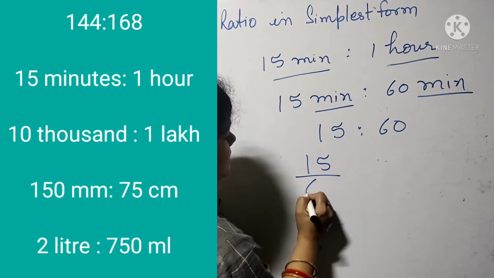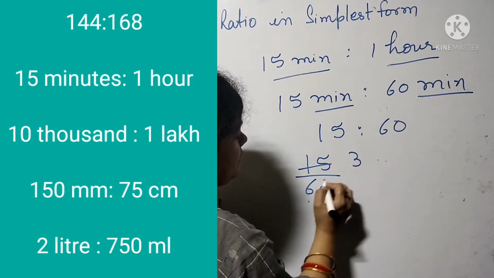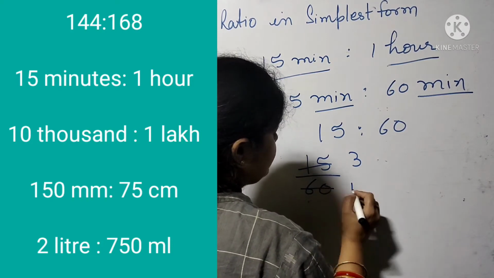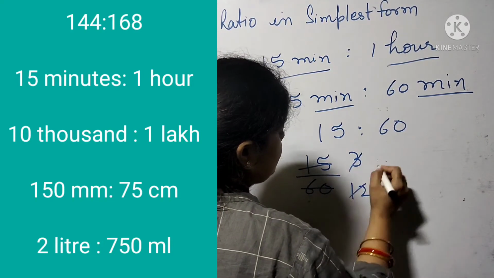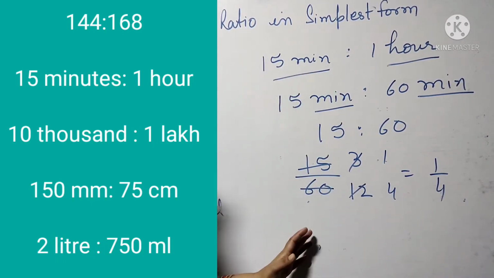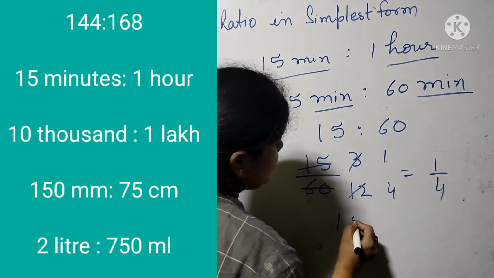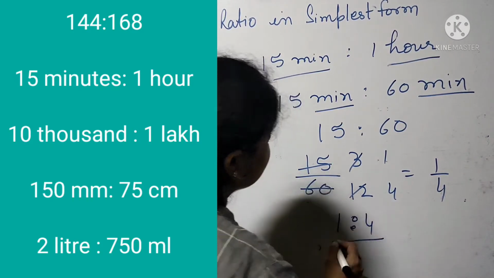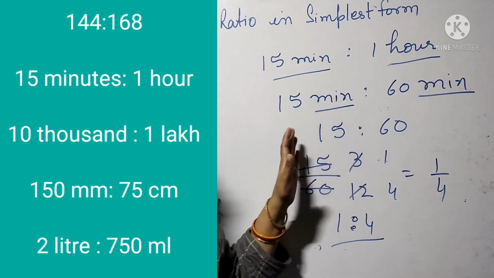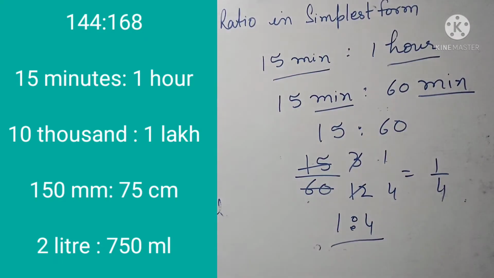That is 15 by 60. 5 threes are 15, 5 ones are 5, 5 twos are 10, 3 ones are 3, and 3 fours are 12. Or directly we can write 1 is to 4 because 15 fours are 60. So our ratio becomes 1 is to 4. That means firstly we have to convert them into the same units, and after that we simplify them in order to get the ratio of these terms.